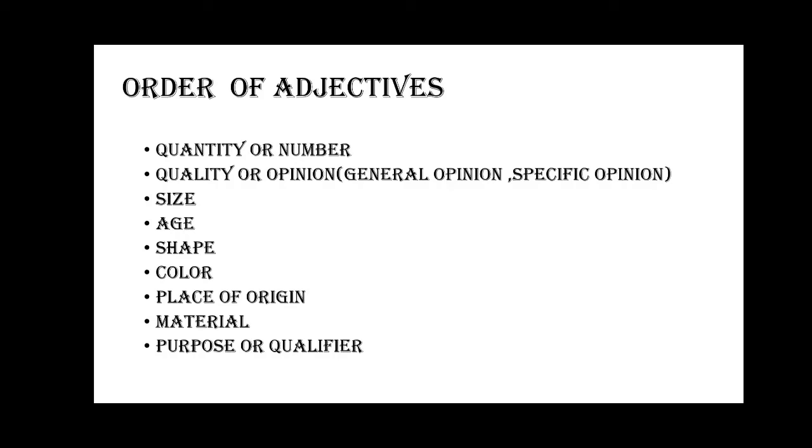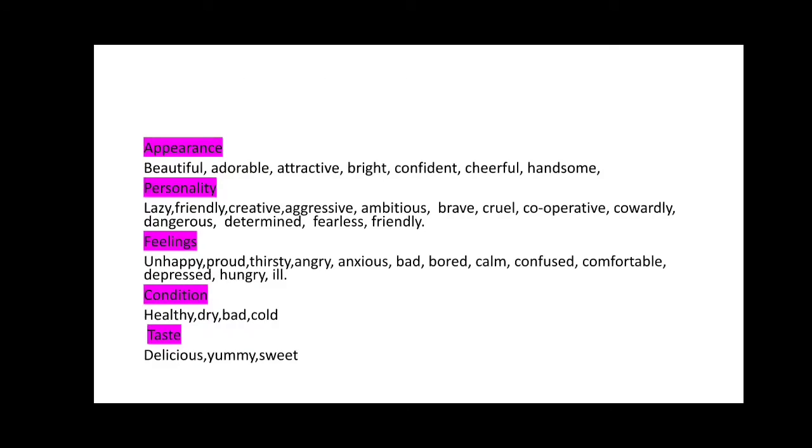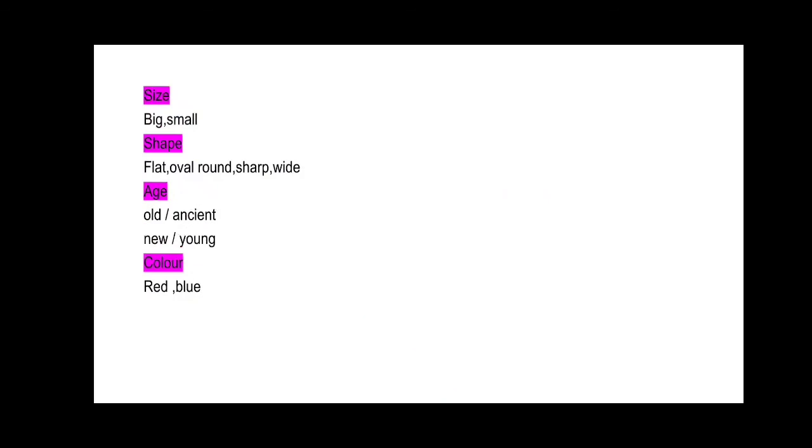Then size, age, shape. Some follow size, shape, age. It's okay. Then color, place of origin, material, purpose or qualifier. This purpose or qualifier describes what the thing is used for. Then appearance, like beautiful, adorable, attractive. Then personality, like lazy, friendly, creative, aggressive. Then feelings like unhappy, proud, thirsty. Then condition can be healthy, dry, bad. Then taste, delicious, yummy, sweet. Then size, it can be big, small. Shape, flat, round, sharp. Then age, it can be old, ancient, new, young.